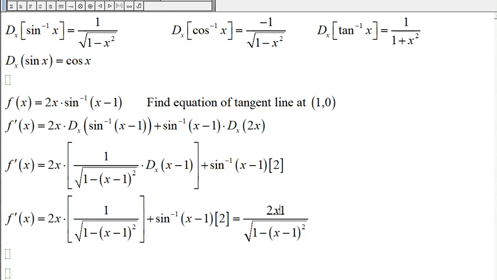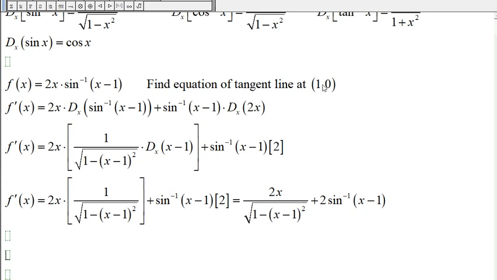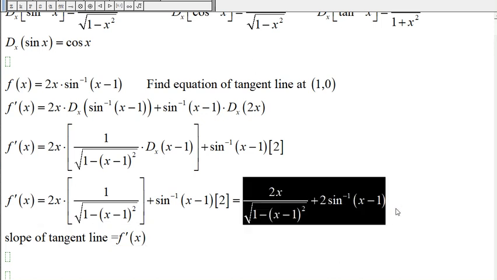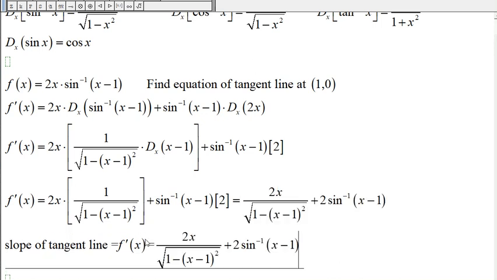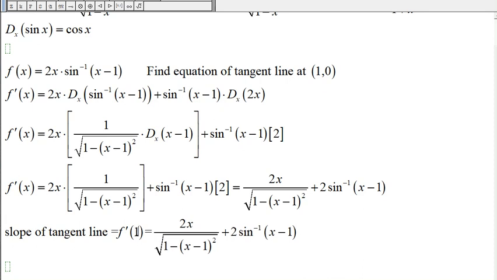This will be 2x, and then plus, and then this is 2 times sine inverse of x minus 1. And then we need the slope of the tangent line at x equal to 1. So x will be 1. So in the place of x, we put 1.